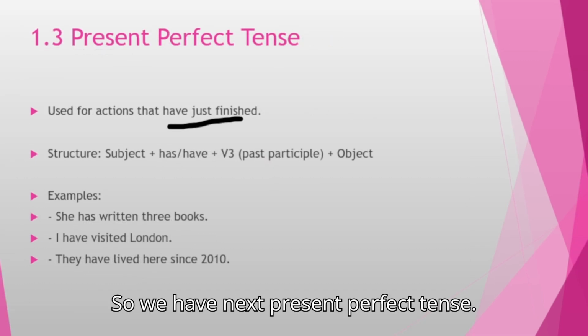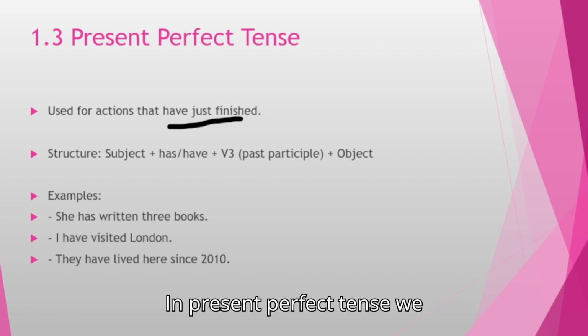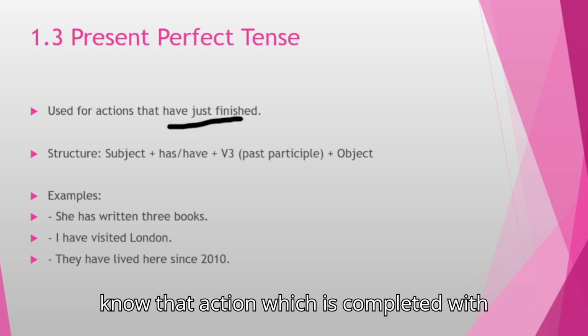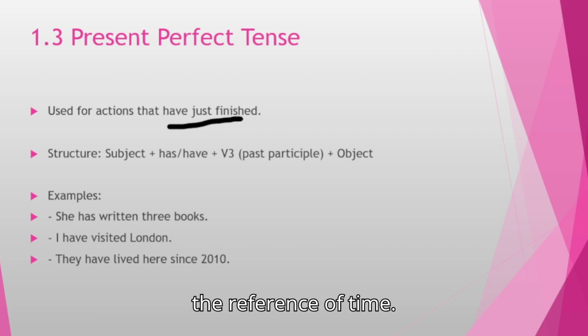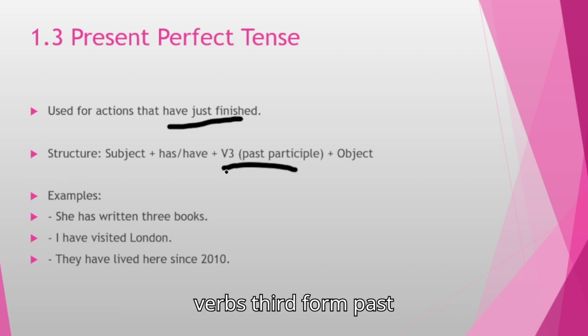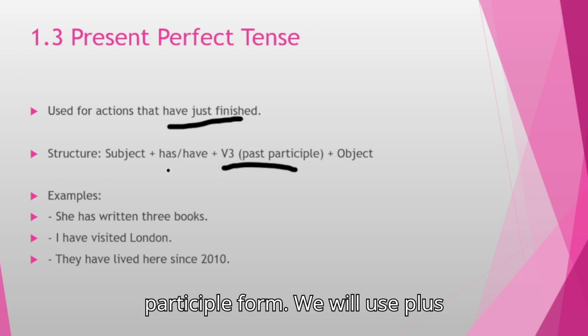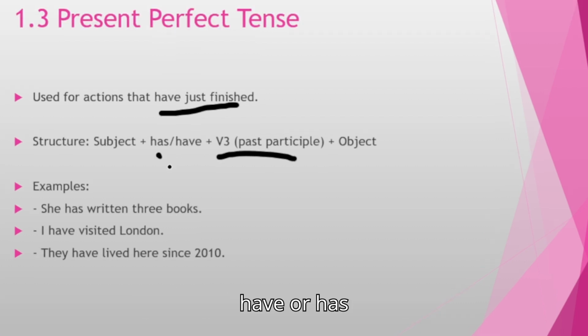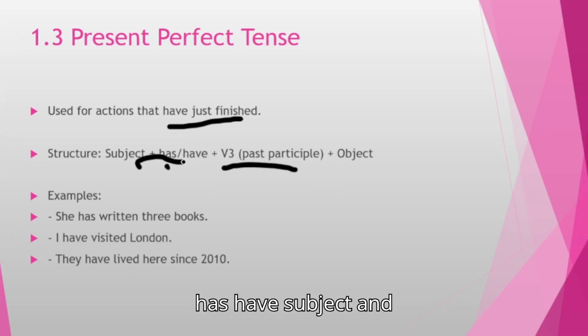So we have next present perfect tense. In present perfect tense, we know that action which is completed with the reference of time. Okay, so it is used for actions that have just finished. For finished actions, we will use the verb's third form, past participle form, plus have or has. Subject and object will remain the same.